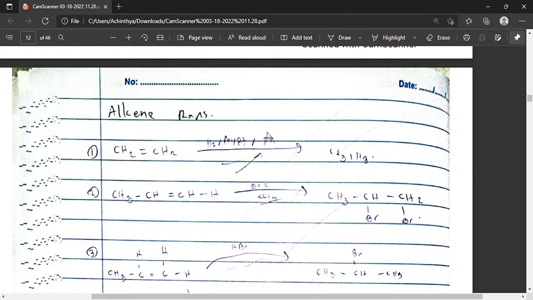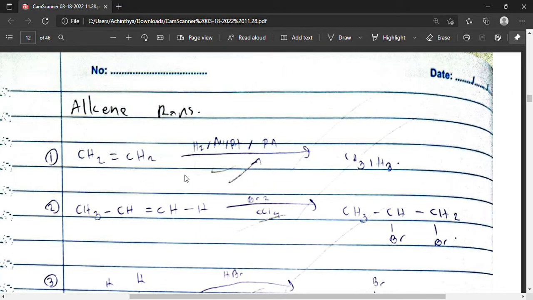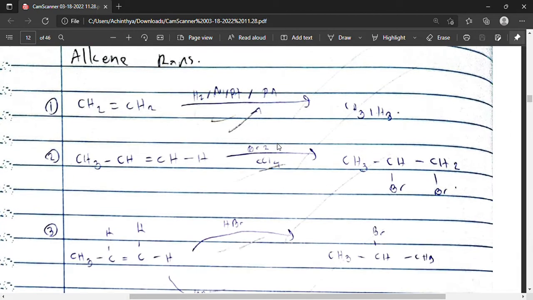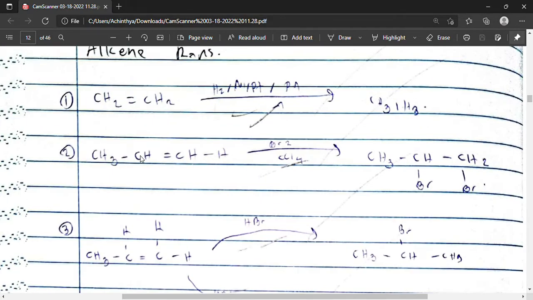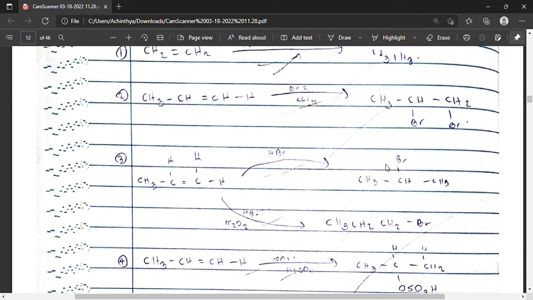Now for alkene reactions, as we saw earlier, you can catalytically hydrogenate alkenes into alkanes using H2 with heat and a catalyst like nickel, platinum or palladium. If you have an alkene, you can add Br2 in CCl4 and add bromine to the two sides of the double bond to form this. That's pretty straightforward, right?